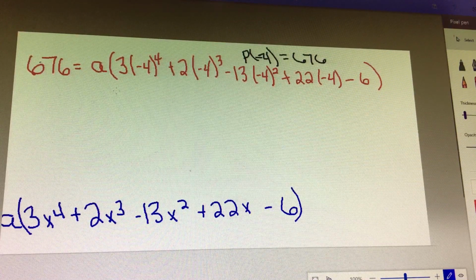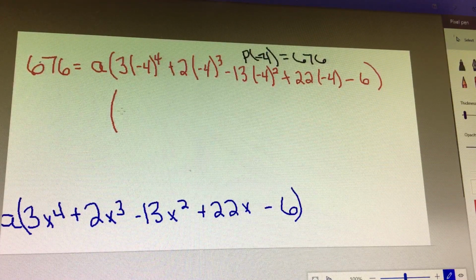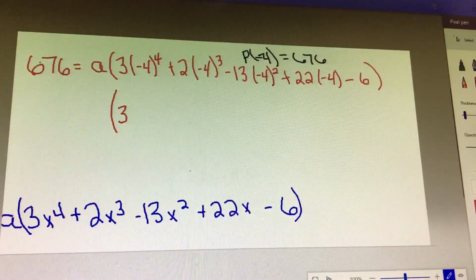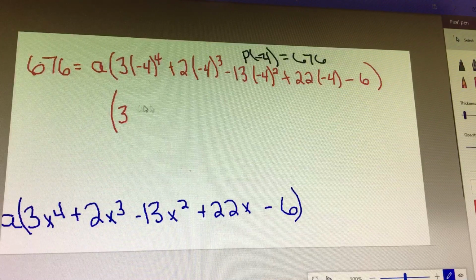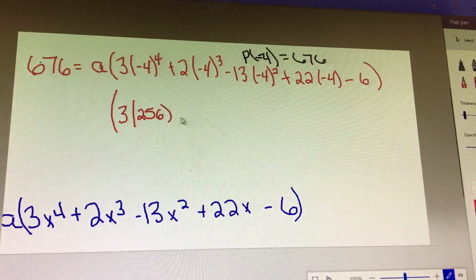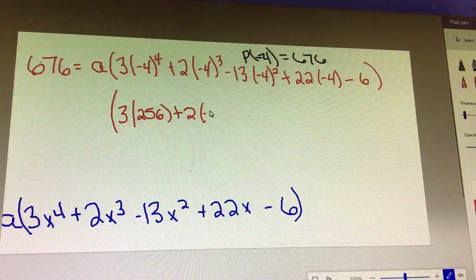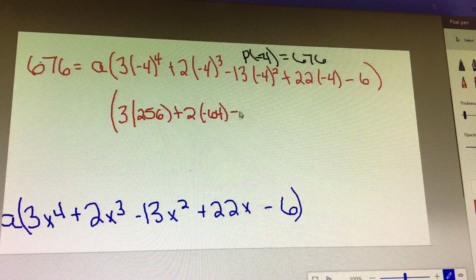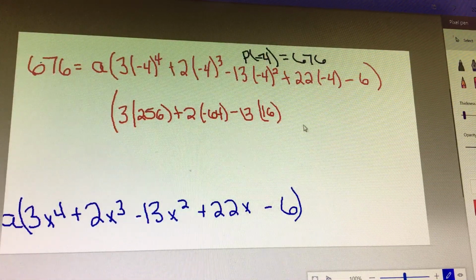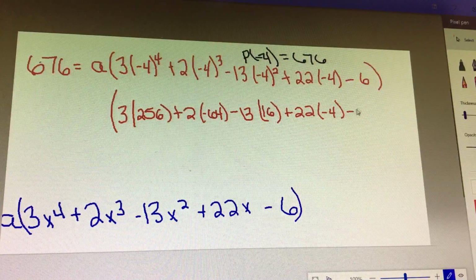First of all, what do we have inside the parentheses? Just singular values, so we go to exponents. Negative 4 to the 4th is going to give me a positive 256. So this is 3 times 256, then plus 2 times negative 4 cubed, which is negative 64, minus 13 times negative 4 squared, positive 16. And then bring down your 22 times negative 4 and your minus 6.